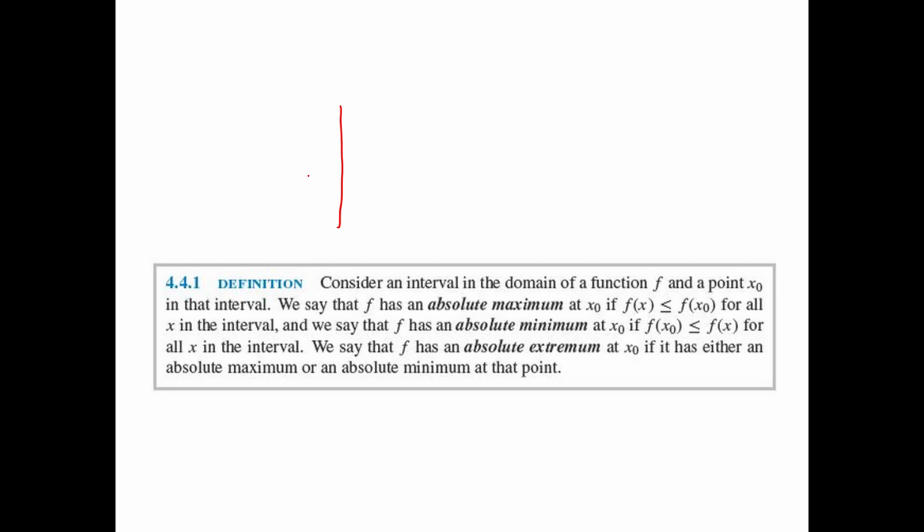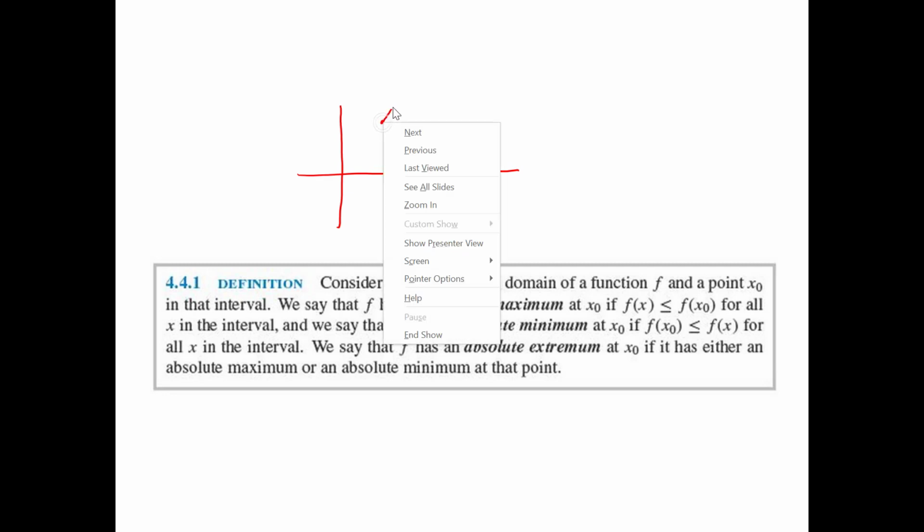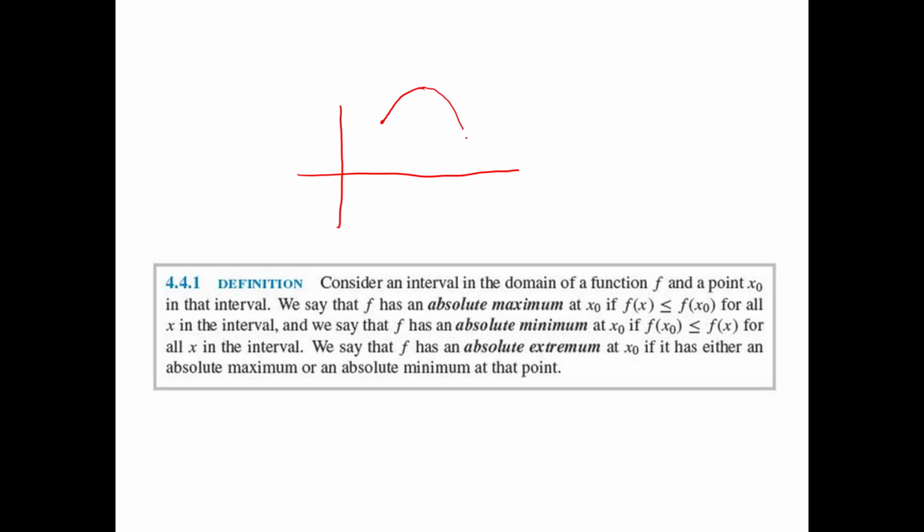So maybe we have a graph that looks like this. And so it goes up, comes back down, goes back up. And we're only looking at this part of the graph, right? So you have a relative max here, because this point is higher than its immediate neighbors, but you have this point over here that's higher than it. So that point is absolute max.